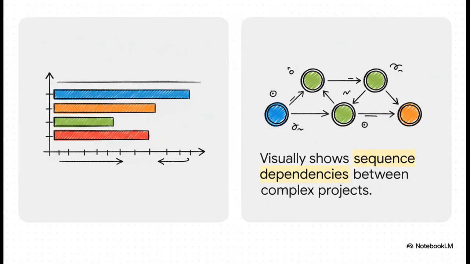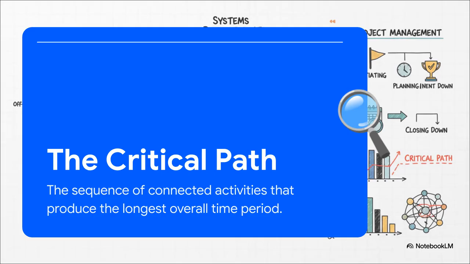Now, to keep track of all those moving parts, project managers use some really powerful visual tools. You've probably seen a Gantt chart before. They're great for showing how long each task will take and seeing where tasks overlap. Then you have network diagrams, and their superpower is showing dependencies, which tasks absolutely have to be finished before other ones can even begin. And that network diagram helps us find the single most important concept in project scheduling, the critical path.